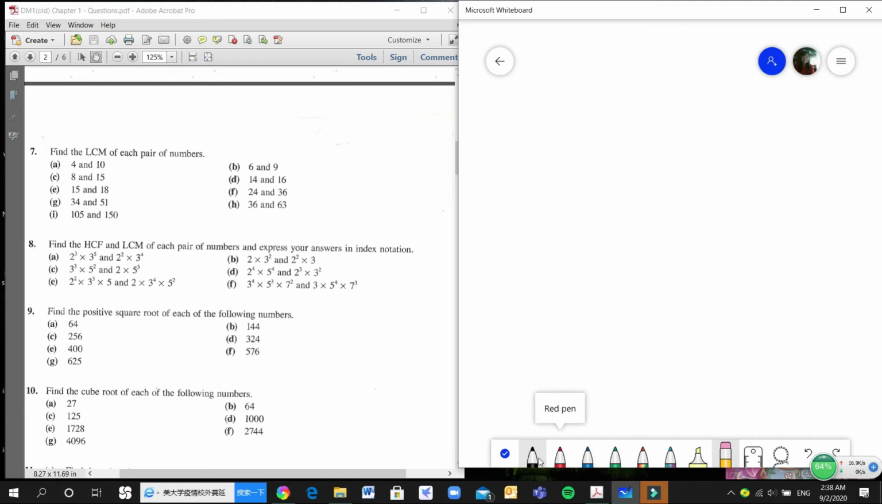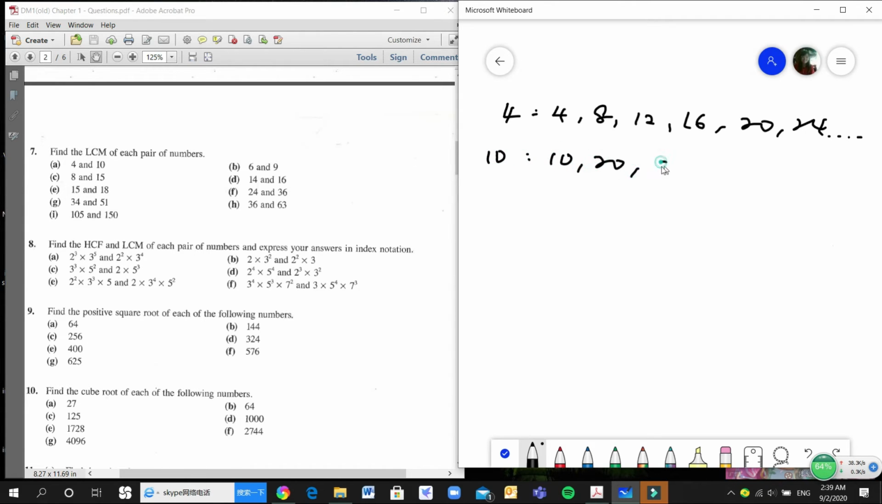Okay. For example, 4. What is the multiples? So first one is 1 times 4 is 4, 2 times 4 is 8, 3 times 4 is 12, and then 4 times 4 is 16, 20, and 24, and so on. Then 10. 1 times 10 is 10, 2 times 10 is 20. Okay, I think I will stop here because you see the common multiple comes out already, which is the 20.